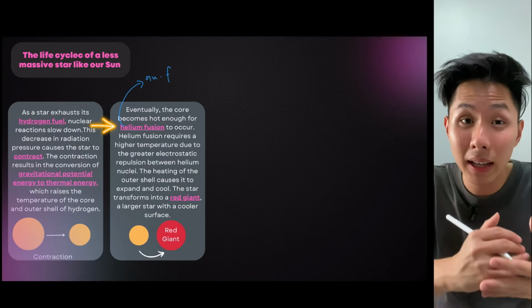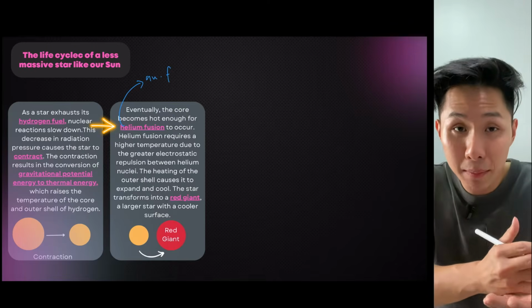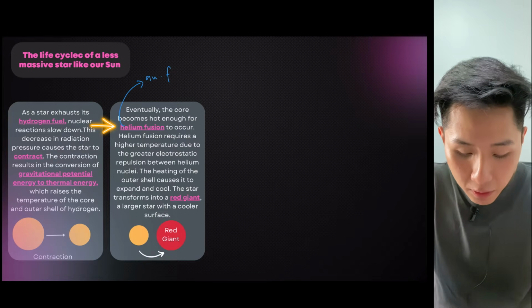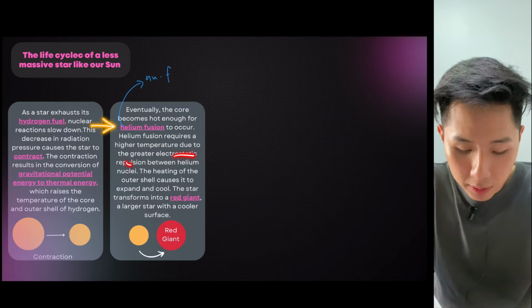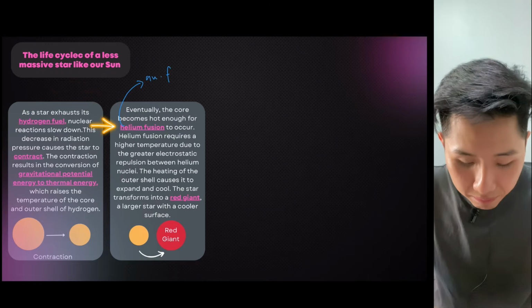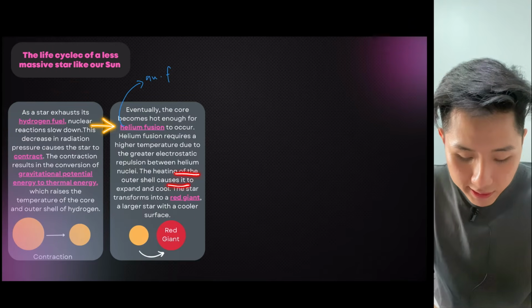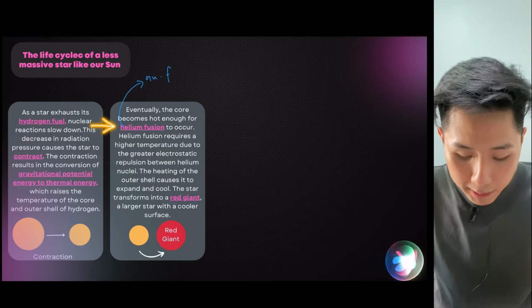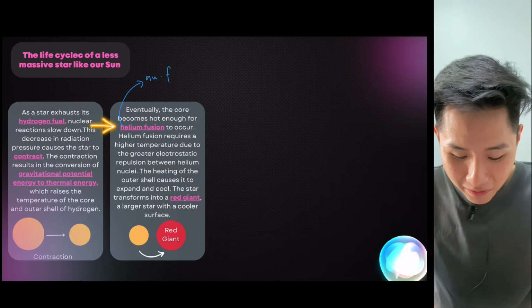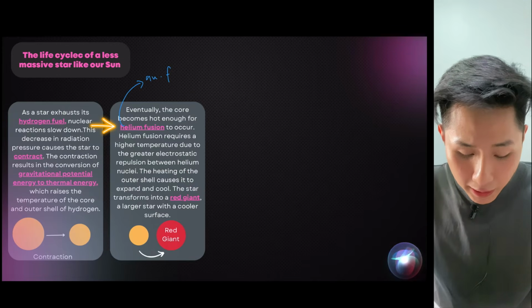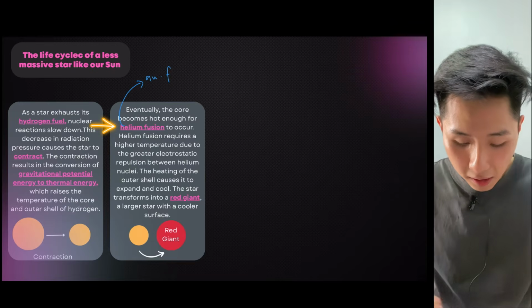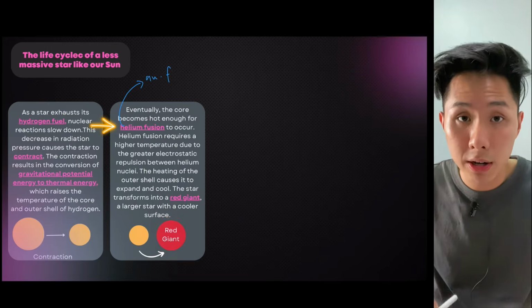But then as the star gets a lot hotter, even the helium that's produced by nuclear fusion can start to fuse. And helium fusion requires a higher temperature due to greater electrostatic repulsion. So that only happens when the hydrogen fuel is running out. And then the heating of the outer shell causes it to expand, and it becomes a larger star with a cooler surface. So that's when the contracted star, because of helium fusion, now gets bigger and bigger, and it forms the red giant.